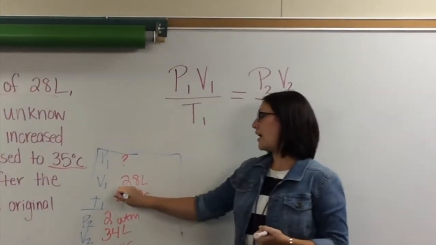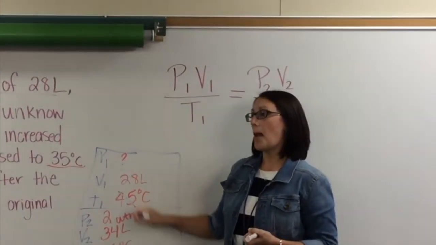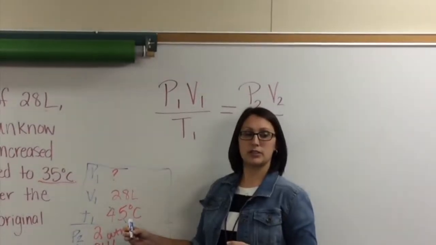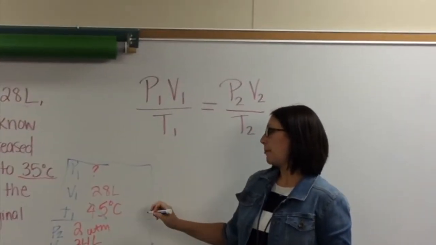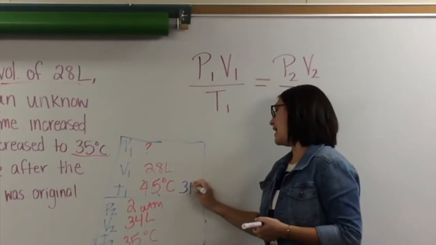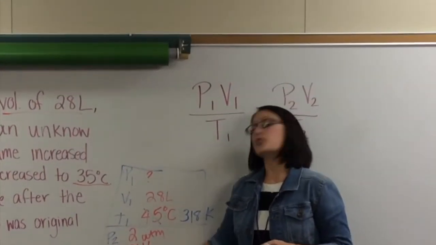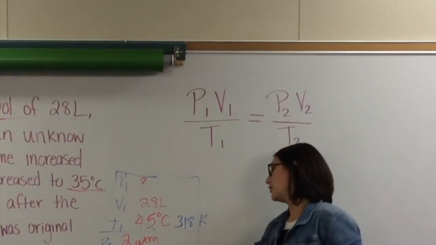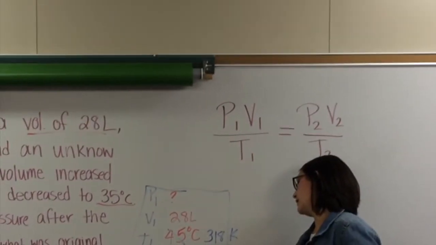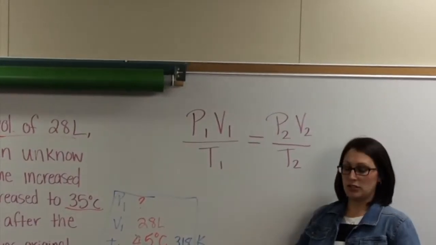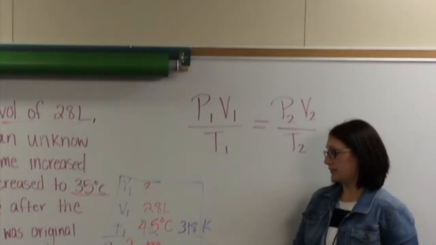So 45 plus 273 is, calculators, mathematic helpers, 318. 318 Kelvin. T2, 35 plus 273, 308. 308. Now that we've done all of this, take it back to the good old plug and chug.